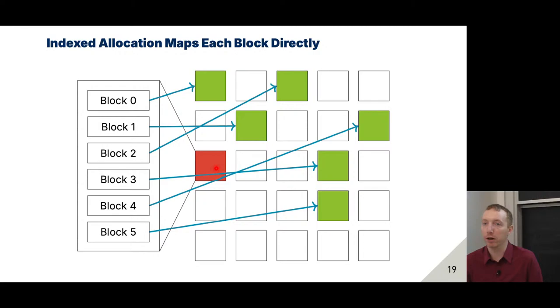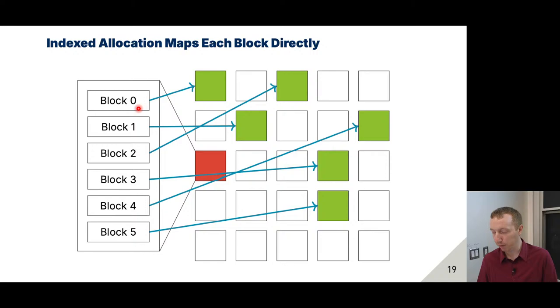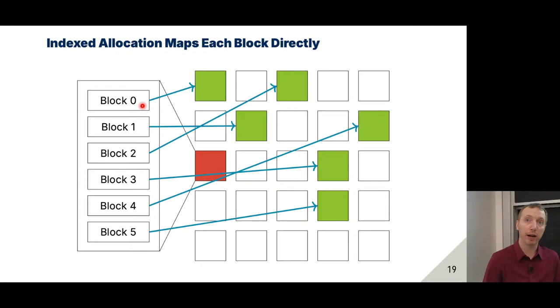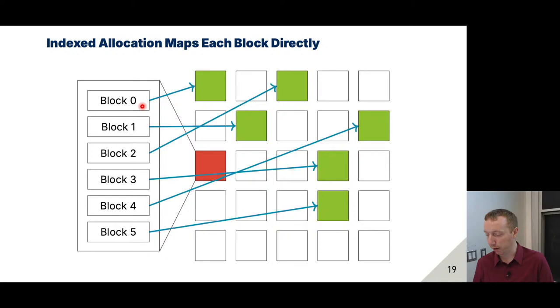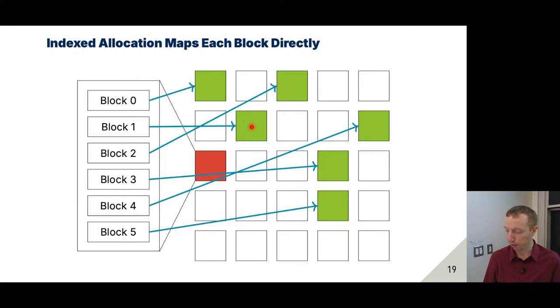And then for that same green file, well, maybe the pointer at index 0 would be what block 0 I need to read in the file. So maybe that points to this block on disk. Then block 1 of the file is associated with block 6 on the disk. Block 2 of the file is associated with block 2, so on and so forth. So would this be a lot faster? Probably, right?